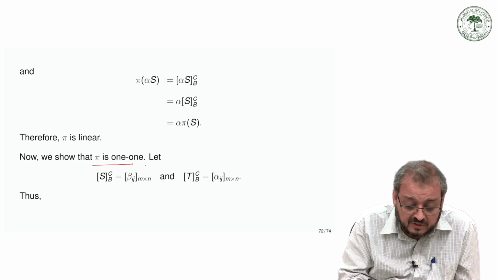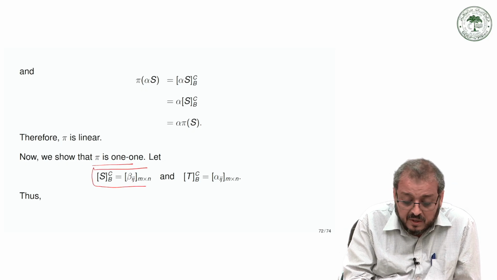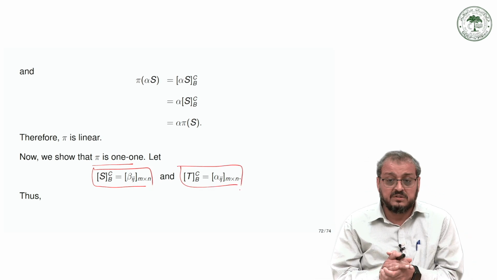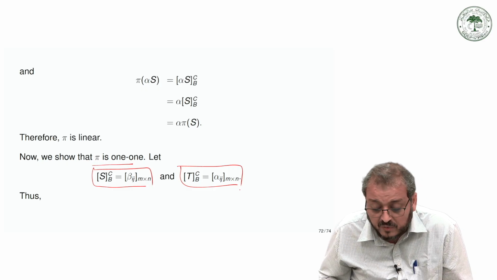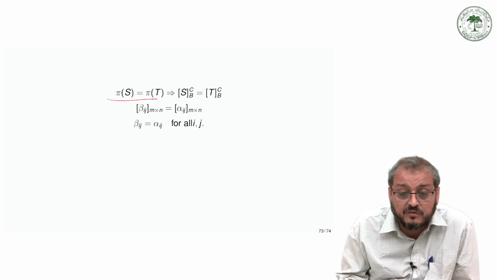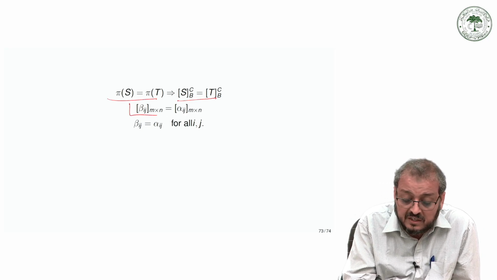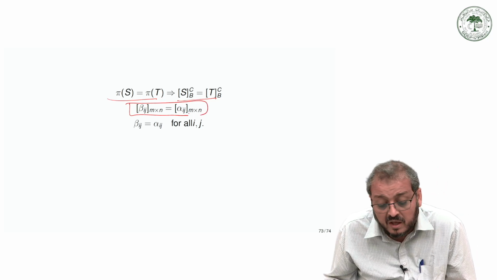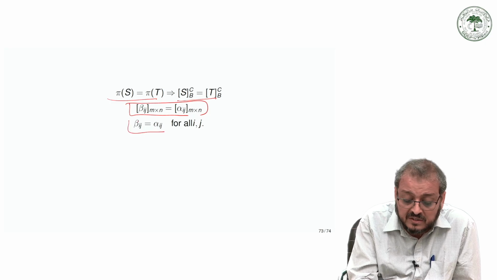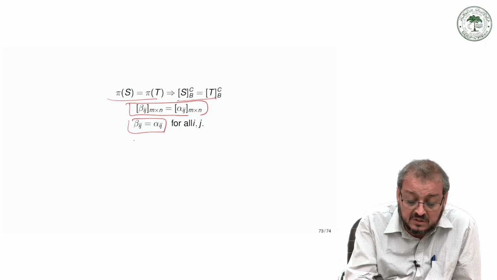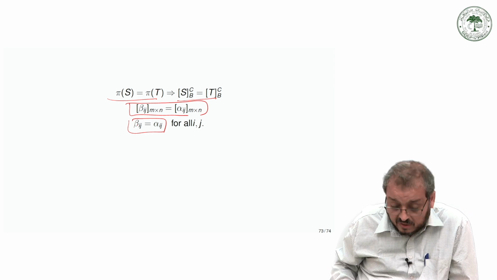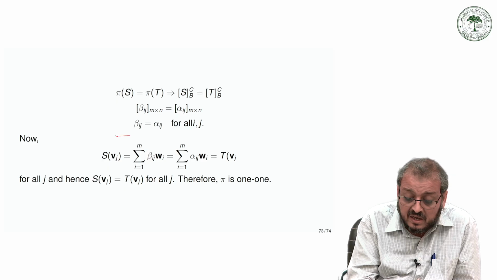If we show that pi is one-one, that means S is equal to some beta ij, and T of c is equal to some coordinate vectors corresponding to the basis, equal to alpha ij. So we can say that if pi of S is equal to pi of T, then clearly alpha ij is the same as beta ij, and these two matrices have the corresponding elements the same. So beta ij is equal to alpha ij. We are starting from this S and T, and then we can show that these two are equal, and this means pi is one-one.